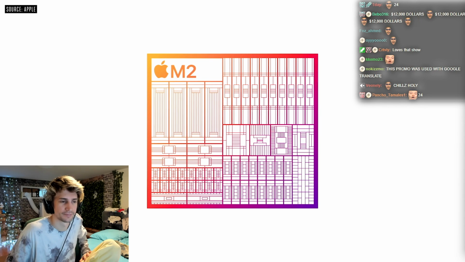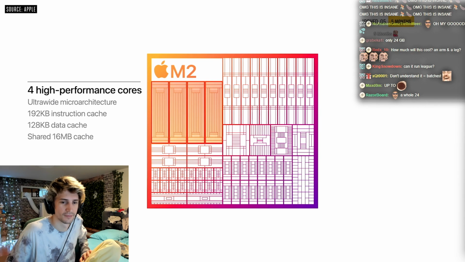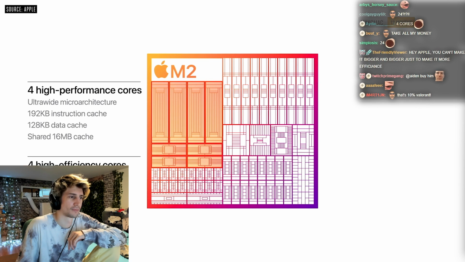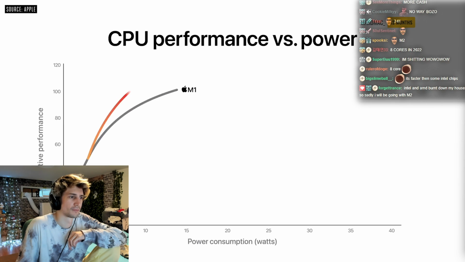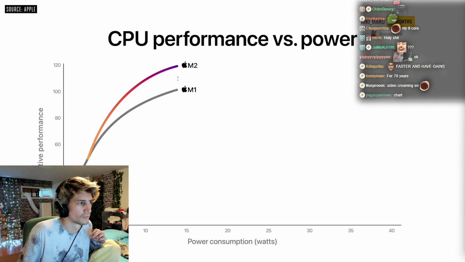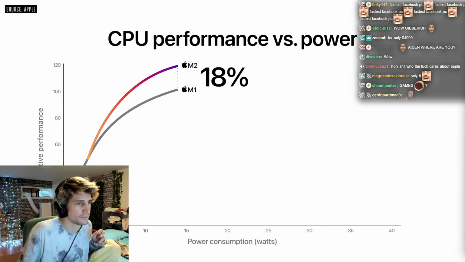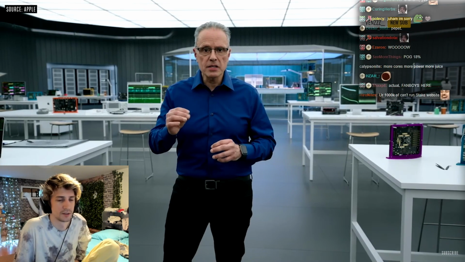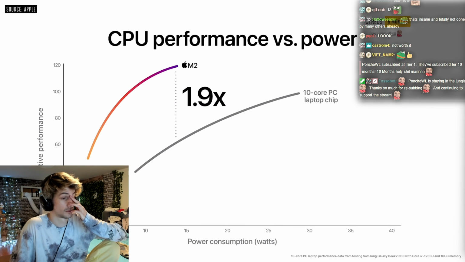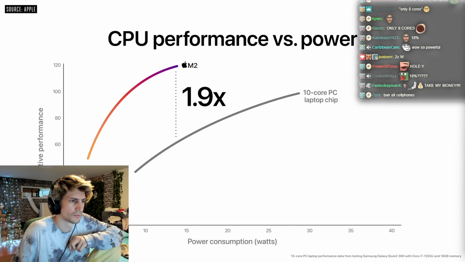That's insane. The performance cores are faster and feature larger cache, and the efficiency cores have been significantly enhanced for even greater performance gains. When we look at the multi-core CPU performance of M2 compared to M1, it delivers 18% greater performance. Compared to the latest 10-core PC laptop chip, the CPU in M2 delivers nearly 2 times faster performance at the same power level.